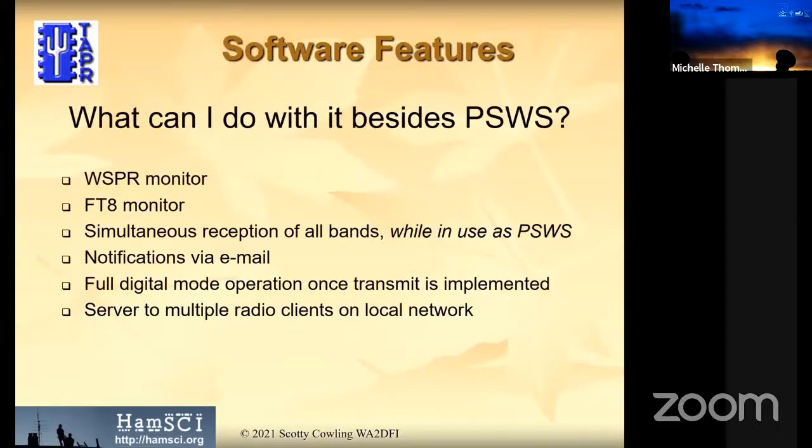So what can I do with it besides a personal space weather station? Because that's all well and good, but what about my ham radio? Well, as Michelle touched on a little bit, we're going to have software and firmware to do a WSPR monitor and an FT8 monitor, and these are really interesting because, like Michelle said, we can do simultaneous reception of all bands, and by the way, you can do that while you're using the radio as a personal space weather station. So you can monitor multiple slices of frequencies. You could be listening to FT8 and WSPR at the same time while you're monitoring an ionospheric disturbance, say up at 24 megahertz or some higher frequency.